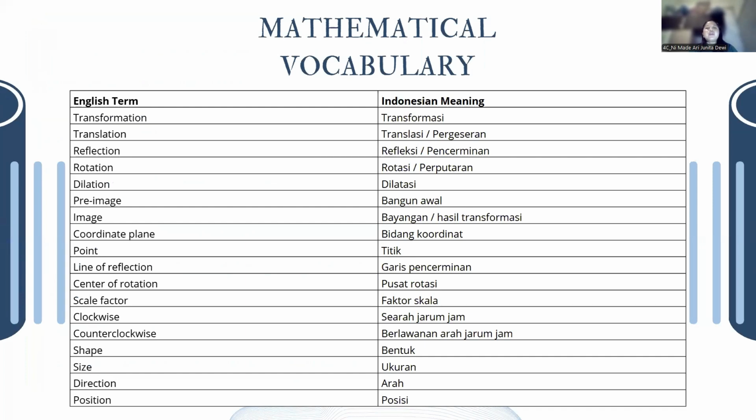And let us learn some important vocabulary related to transformation. Transformation means transformasi, and translation means pergeseran, reflection means pencerminan. These vocabulary items are important because they help us explain mathematical ideas in English more clearly.